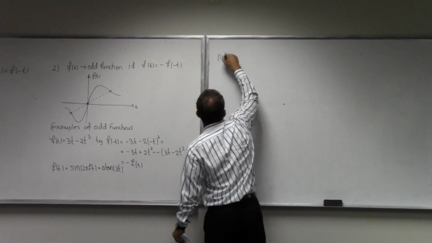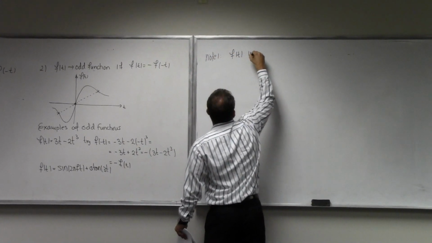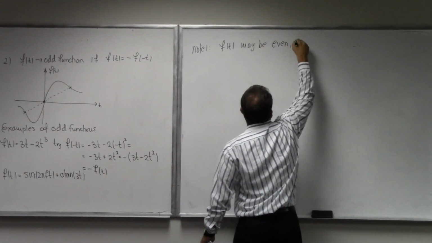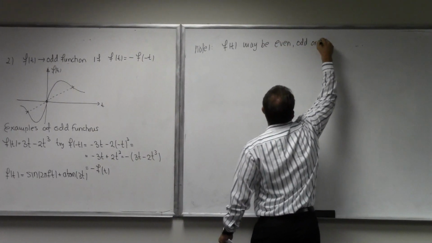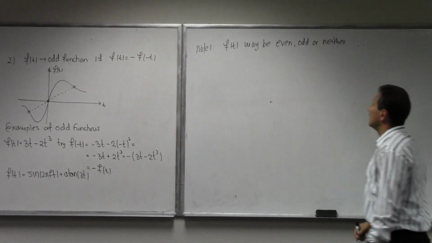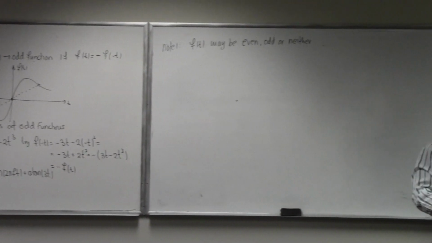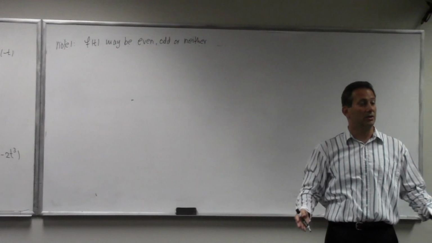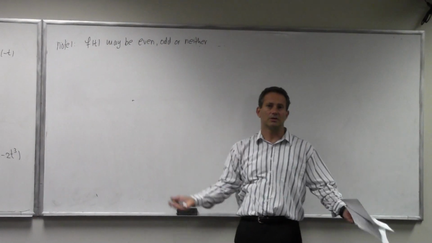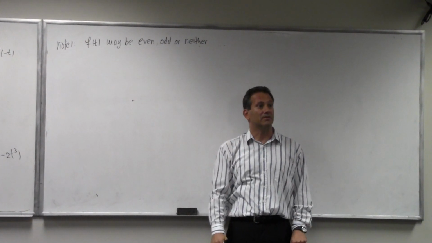So the first note is f of t may be even, odd, or neither. Last time when we talked about signals, we said it's either power or energy. There's no third alternative. Here, the majority of functions are neither. The majority of functions don't have symmetry. Symmetry is a special property that some of them may possess.